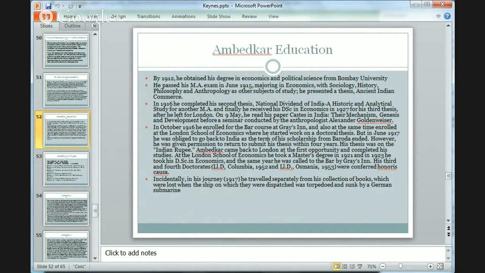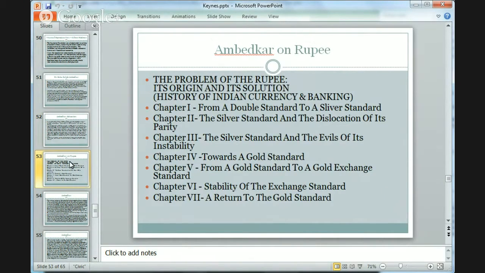Initially, he wrote his first book on economics, which was The Problem of the Rupee: Its Origin and Its Solution. So this is a book where he presents a problem and proposes a solution entirely different from Keynes.